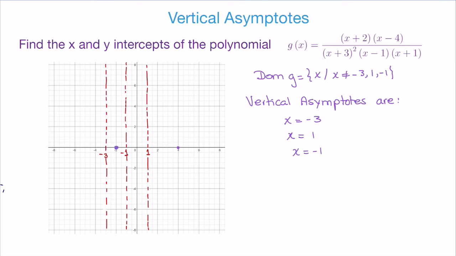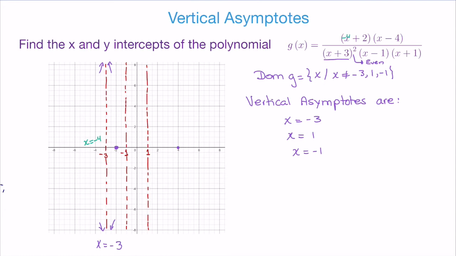Now, let's look at the behavior of the function as it approaches the asymptote x equals negative 3. The corresponding factor, x plus 3, you see, it has an even power. That means it is approaching the asymptote towards the same place, either positive infinity or it's approaching from both sides to negative infinity. How do we know if it's positive infinity or negative infinity? We plug in a point. Let's plug in the point x equals negative 4 into the equation.